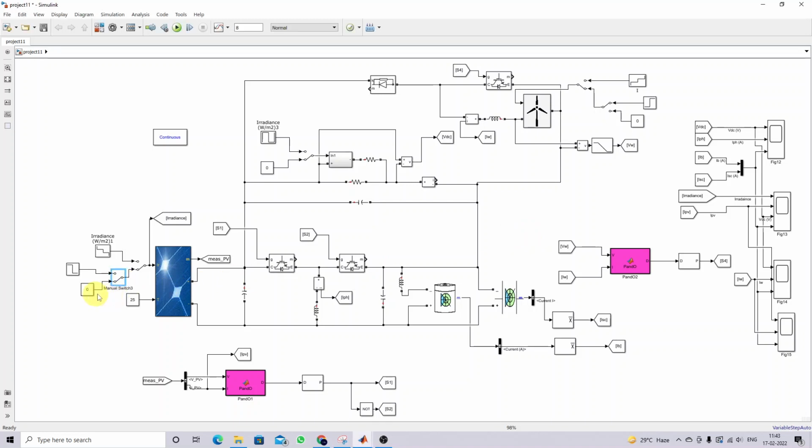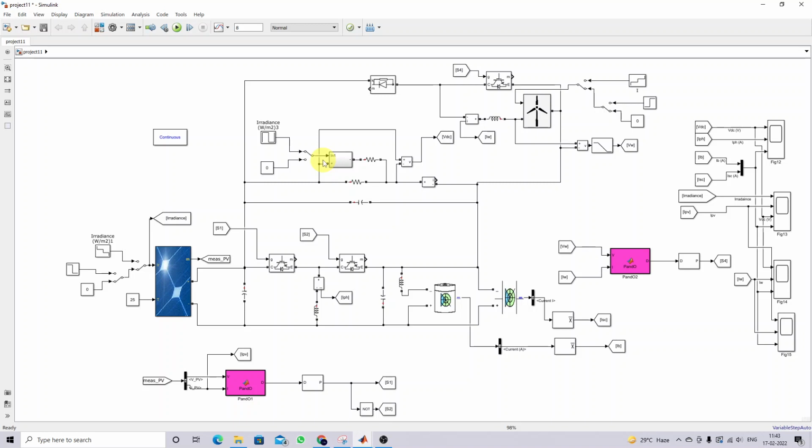I'm not going to consider the PV irradiation. I'm going to make PV irradiation 0, and the current injection from the wind energy conversion I'm also going to consider 0. So the system is going to be operated only with battery and supercapacitor, and I'm also going to change the load. Every 2 seconds I'm going to change the load.